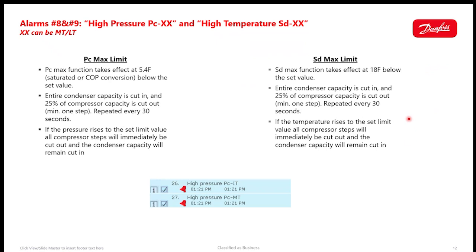Same logic here. If we get outside of that dead band, so below it, we'll return to normal operation. Above 284, we'll immediately turn off all of our compressors.